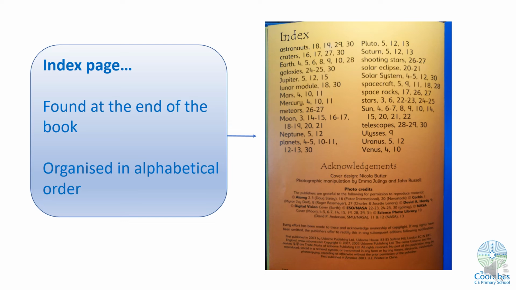It's usually found at the end, and it's organised a little bit differently to the contents page. First of all, it's in alphabetical order, and there's a little bit more detail here. We haven't just got the chapter headings, but we've got lots of the words or the themes or the ideas, the important things, information in this book listed there with the page numbers, so that if you want to find out some information about any of those things, you can find which pages to turn to.